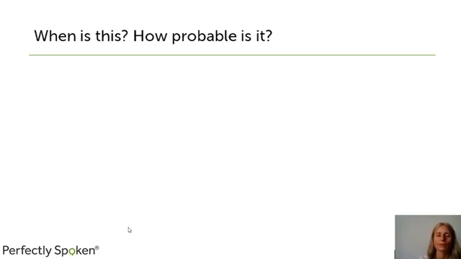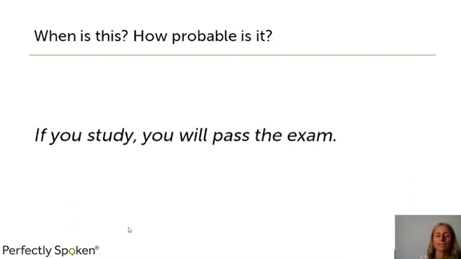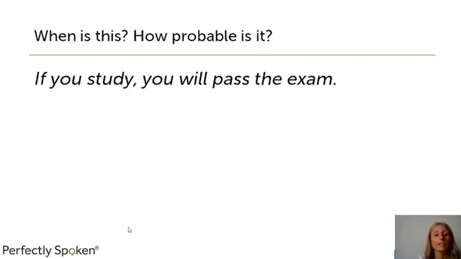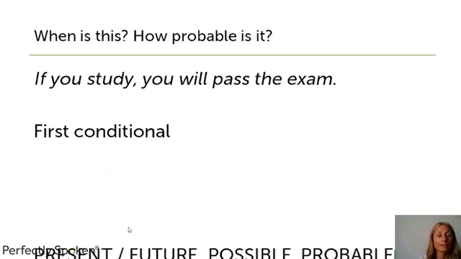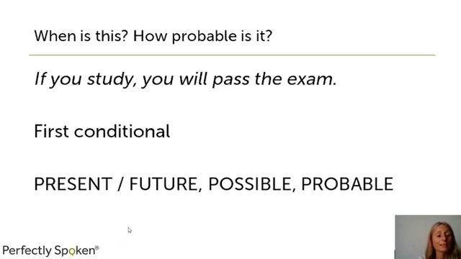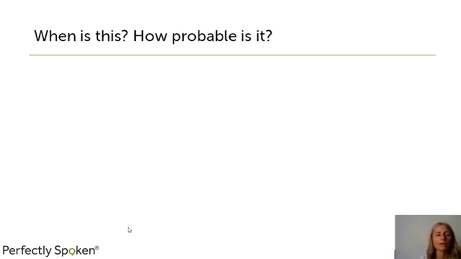Okay, and the next one, when is this? How probable is it? If you study, you will pass the exam. If you study, you will pass the exam. Okay, this is the first conditional, and the meaning is present or future, and it is possible, and it is probable.